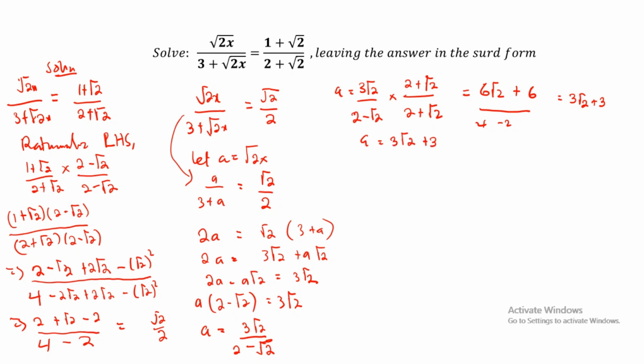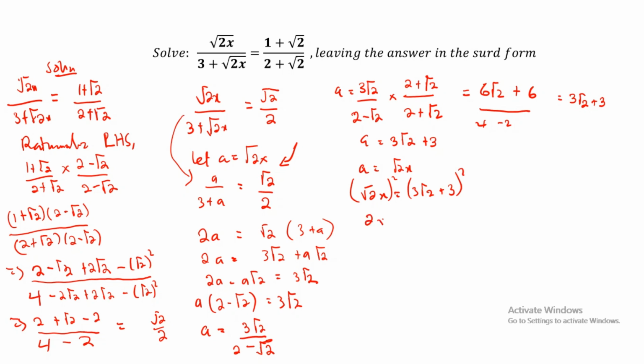But that's not what we are looking for. We are looking for x. That's what they ask us to solve for. And along the line, we let a be equal to square root of 2x. So we are not going to find x from there. But we know that a is equal to square root of 2x, so we can equate these two. So square root of 2x is equal to 3 square root of 2 plus 3. From here, the best thing we can do is to square both sides to get rid of the square root that's covering the x.